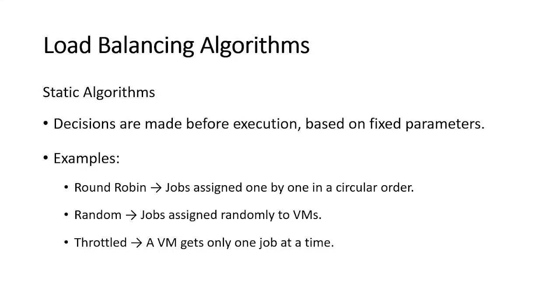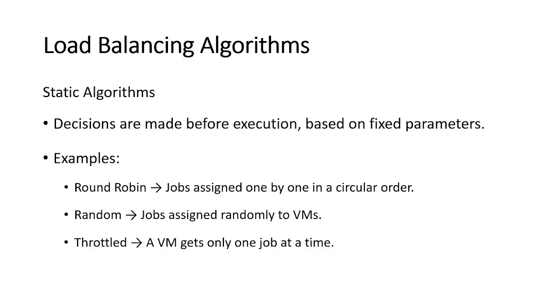So moving on to the algorithms, we have static algorithms and dynamic algorithms. In static algorithms, decisions are made before execution based on fixed parameters. The methods adopted for static algorithms are round robin, where jobs are assigned one by one to the virtual machines in a circular order, and the random method, where the jobs are assigned randomly to the virtual machines to complete the task, and the throttle method, where a virtual machine gets only one job at a time, so that equalized load balancing can be accomplished.